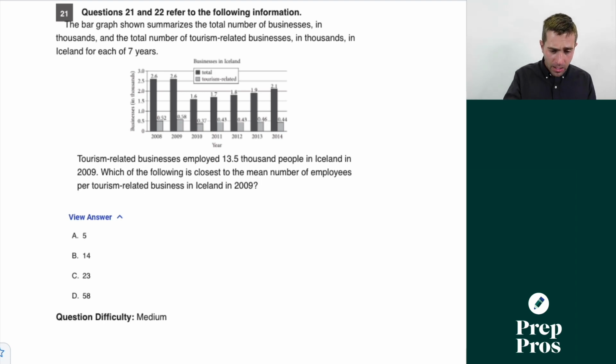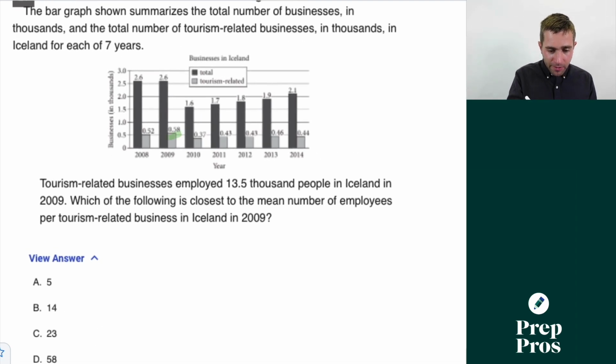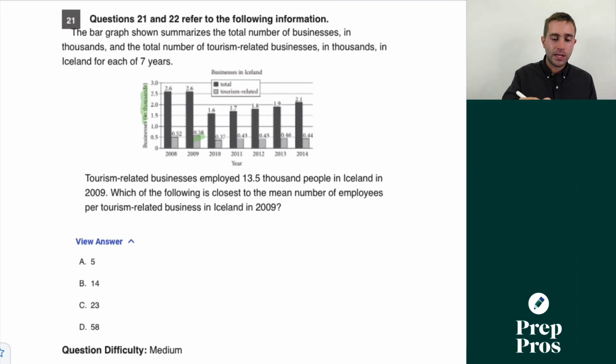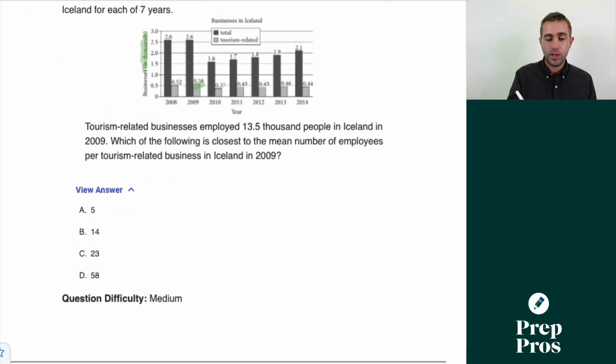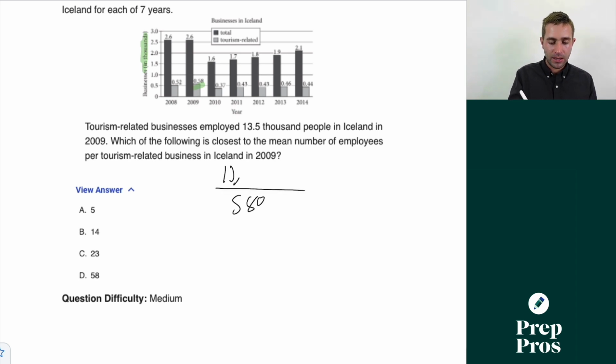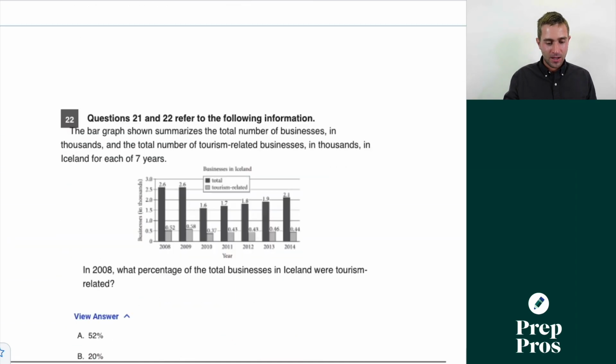Well, in 2009 here we had 0.58 thousands. You always have to be really careful with our units. So that's going to be the same as 580 businesses. And we had 13,500 people, and we're going to be averaging them out between all of those businesses there. So I think this is going to be 23, but I'm going to check my calculator here so I don't mess anything up. Yep, that's going to be right about 23, so we can see that C is our correct answer there.